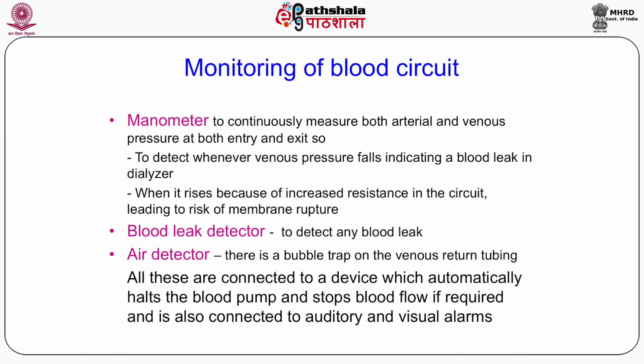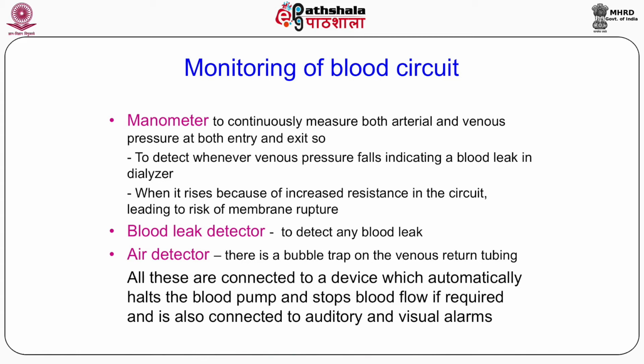We need to ensure that the pressure of the blood we are taking out from the patient and the pressure that we are delivering to the dialyzer are all monitored. We also have what we call a blood leak detector. Just imagine the patient's blood being leaked through some pipe during the process of dialysis. This would lead to lower pressures obviously, and the patient's blood would also be lost. So we need a blood leak detector present in the circuit.